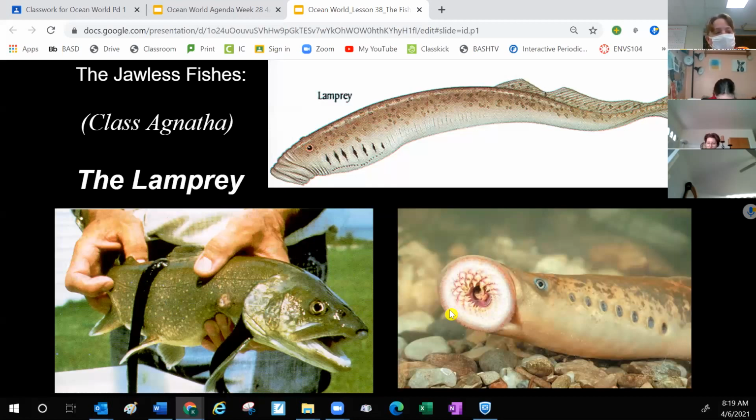Now, if you're at all familiar with fish like salmon, which I think this is a salmon in this picture, lamprey are similar in their reproduction. What that means is they will actually spawn, meaning they will mate and have their young in fresh water. So they need to swim up rivers to have their babies, and then they will return to the oceans.